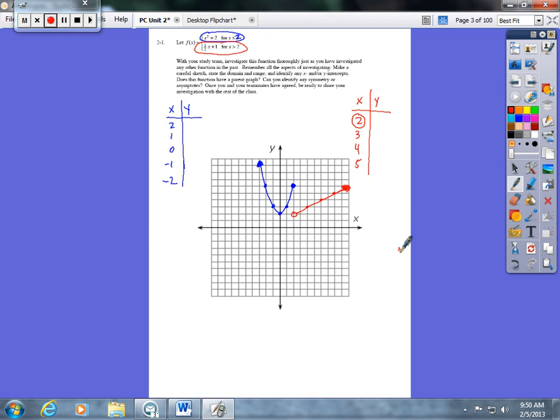That's a piecewise function. Again, piecewise because we have 2 separate pieces that make one function. Is it a function? Does it pass a vertical line test? Sure thing. Even here where it looks like it might overlap, we have a solid point and an open point, so it does not overlap.